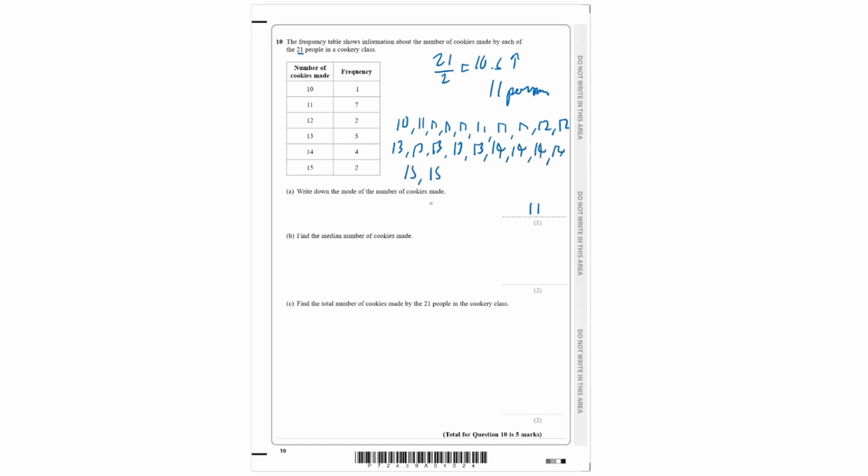15 is repeated twice. We simply look at the 11th number. So we can go here. 1, 2, 3, 4, 5, 6, 7, 8, 9, 10, 11. So the median number of cookies made is 13.